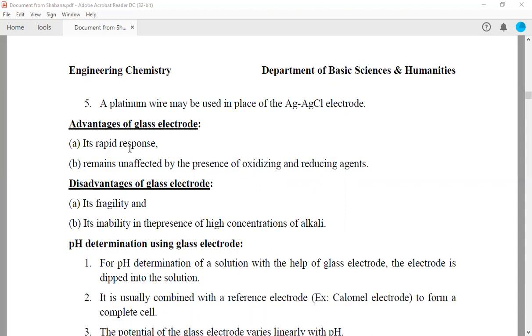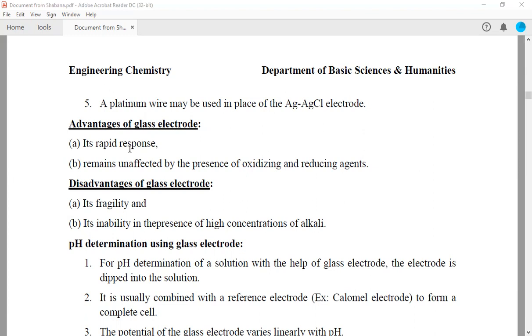Coming to the disadvantages or the limitations of the glass electrode, it is fragile in nature, and it is unsuitable in the presence of high concentrations of alkali. The glass electrode can be used in solutions with a pH range of 0 to 10. That means if the solution has a pH of 0 to 10, that type of solution's pH can be determined with the help of the glass electrode, because the electrodes are composed of special glass that can be used up to pH 12.